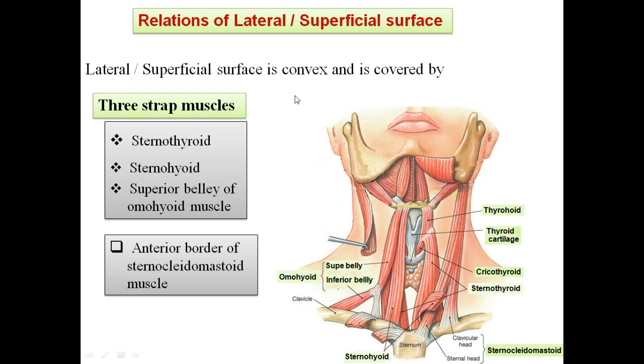Relations of the lateral or superficial surface, as you can see in this image: the superficial surface is convex and is covered by the sternothyroid muscle, sternohyoid muscle, and superior belly of the omohyoid muscle. The lower part of the thyroid gland is covered by the sternal head of the sternocleidomastoid muscle.